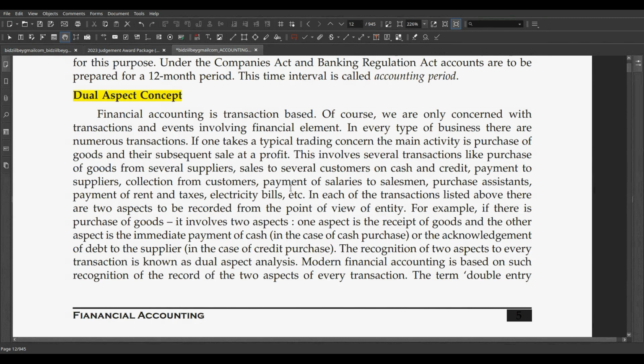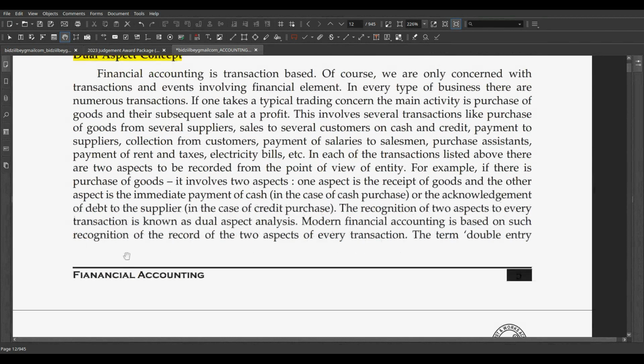In each of these transactions listed above, there are two aspects to be recorded from the point of view of the entity. For example, if there is a purchase of goods, it involves two aspects. One aspect is the receipt of goods. The other aspect is the immediate payment of cash in case of cash purchases, or the acknowledgement of debt to the supplier in case of a credit purchase. The recognition of the two aspects to every transaction is known as the dual aspect analysis. Modern financial accounting is based on such recognition and record of the two aspects of every transaction.